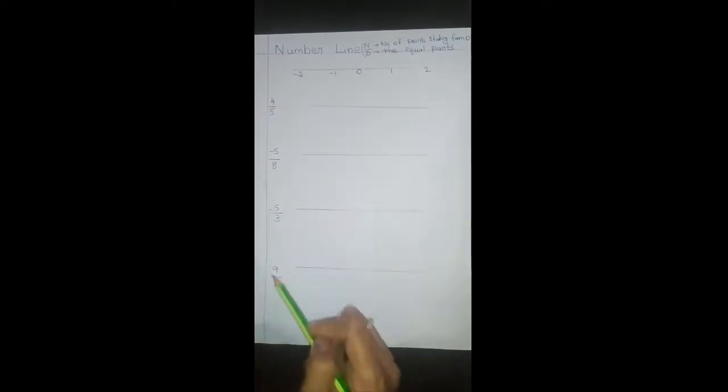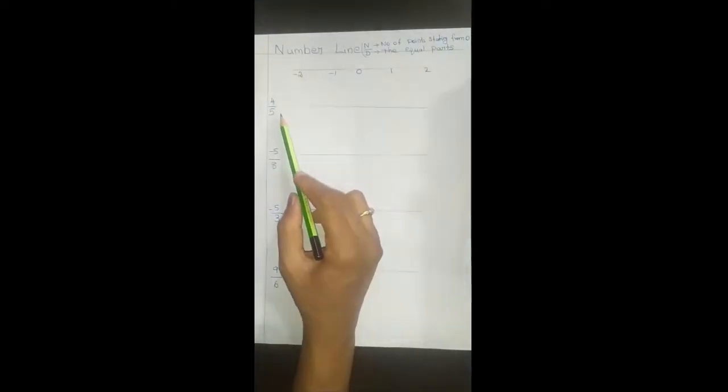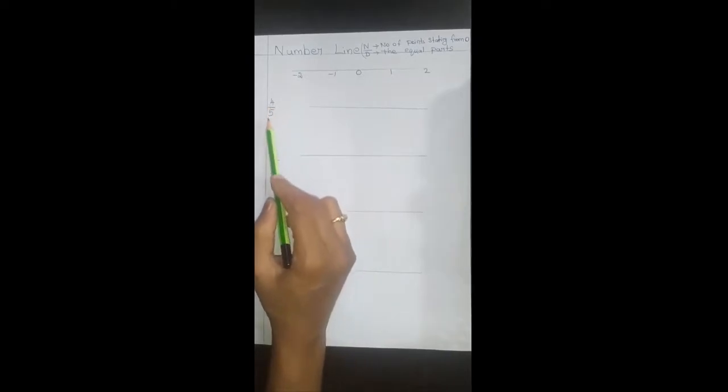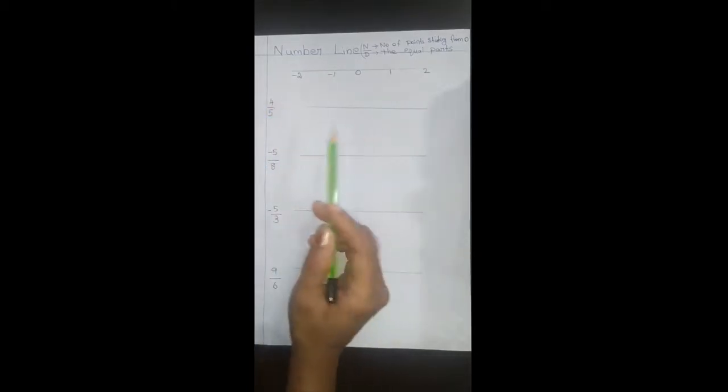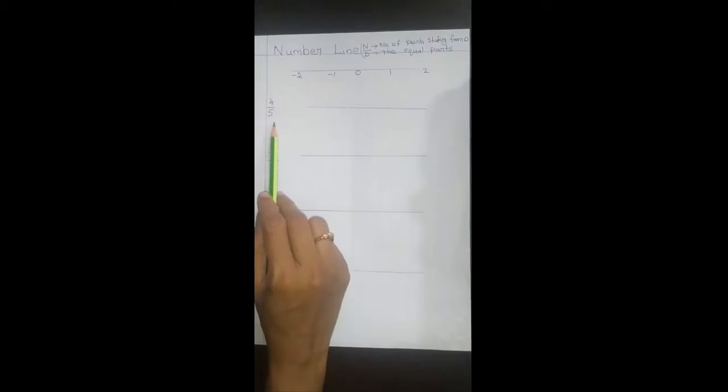Here we have some example sums. First we need to check whether the number is positive or negative. Then we need to check whether the number is a proper fraction or an improper fraction. Here we have 4 by 5. The denominator tells us the equal parts. The numerator tells us the number of points starting from 0. Always remember, if the number is a proper fraction, it comes between 0 and 1.